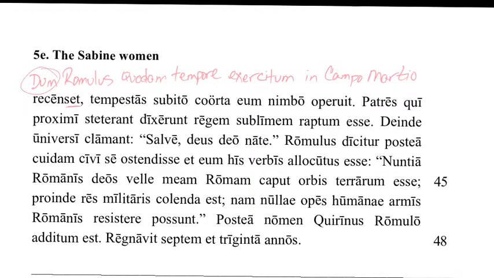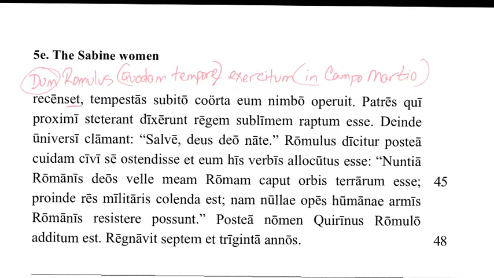Romulus quodam tempore, ablative of time when. They don't know exactly when, so they're using this random at some time. Romulus is your subject. Exercitum, direct object. Campo Martio, talking about where all this happened. While Romulus was doing this to the army.